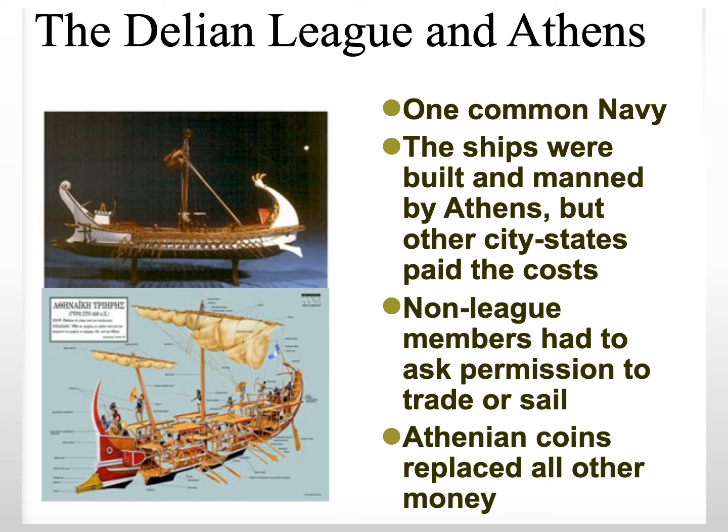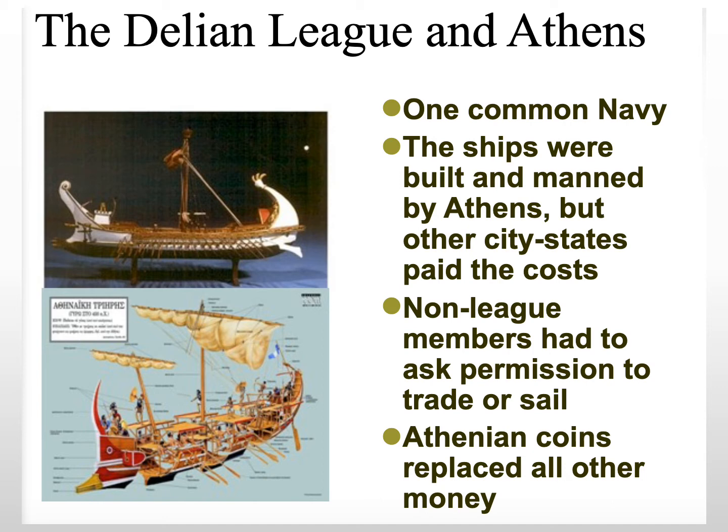In their lead, the Delian League forms one common navy. The ships are built and manned by Athens, but other city-states pay costs to Athens for doing their work. Non-league members have to ask permission to trade or sail within Greece's ports, and Athenian coins replace all the other money.